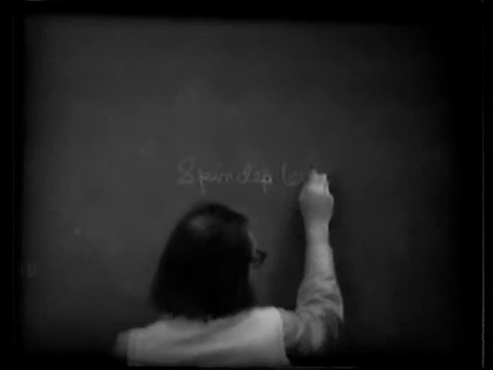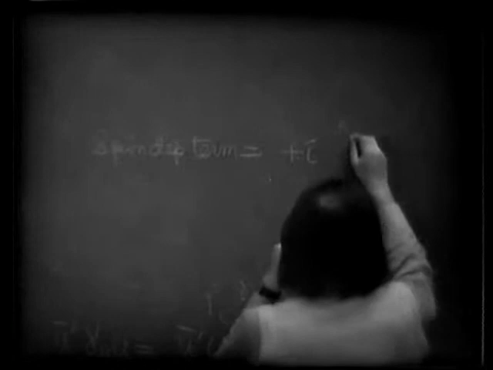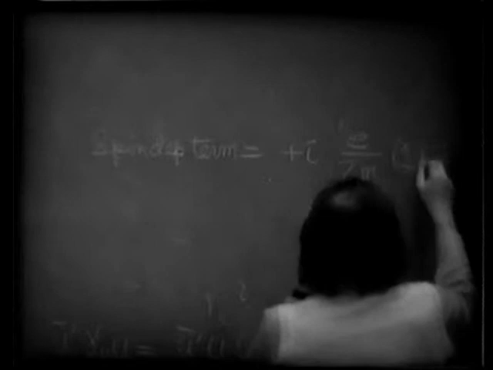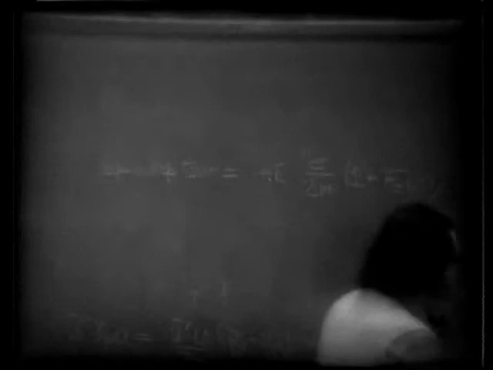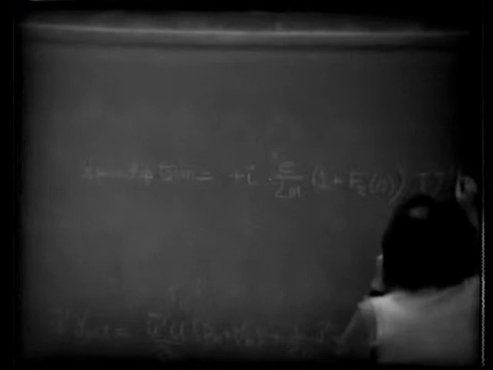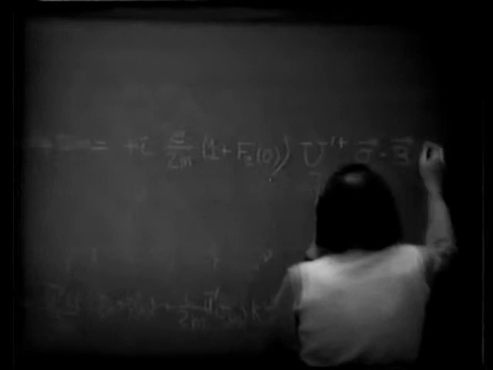spin-dependent term equals. Okay, I may have made a mistake at the next one. Let's see. There's a minus i here and a minus sign here, so that's plus i. I'm counting each thing twice, so I get e over 2m. I have 1 plus F2 of 0 as the factor in front. And then I have capital U prime adjoint sigma dot B capital U.